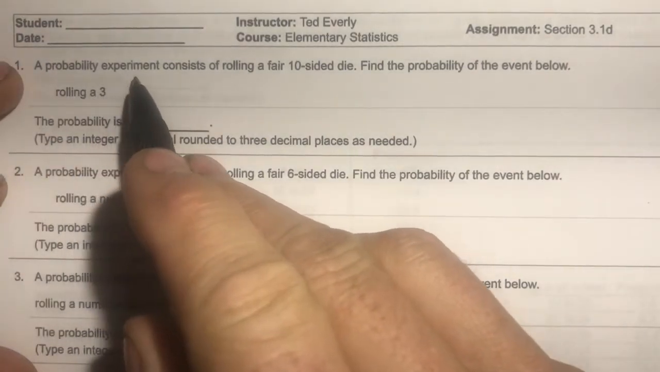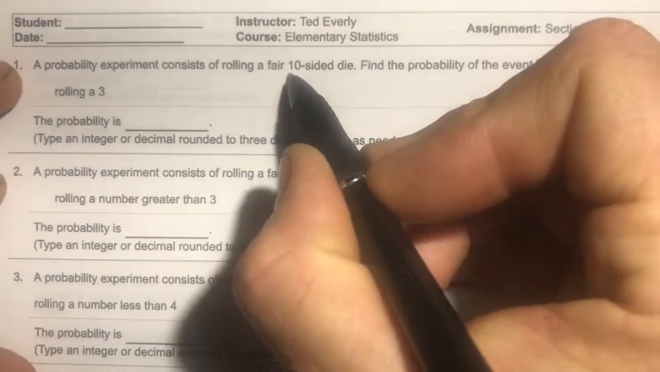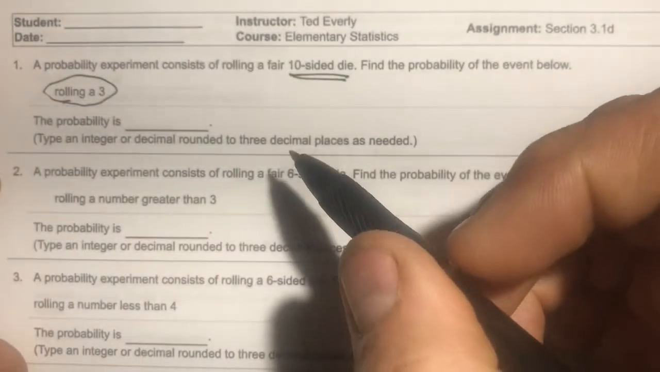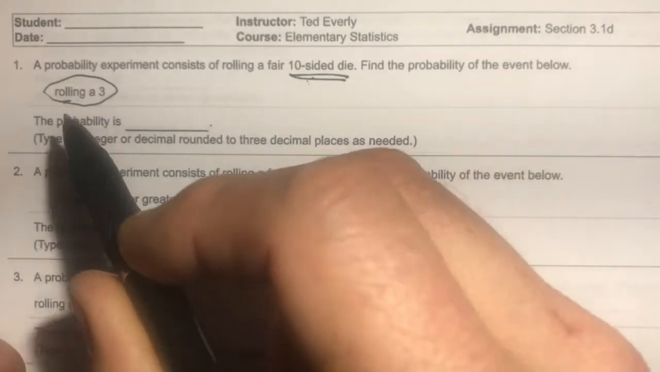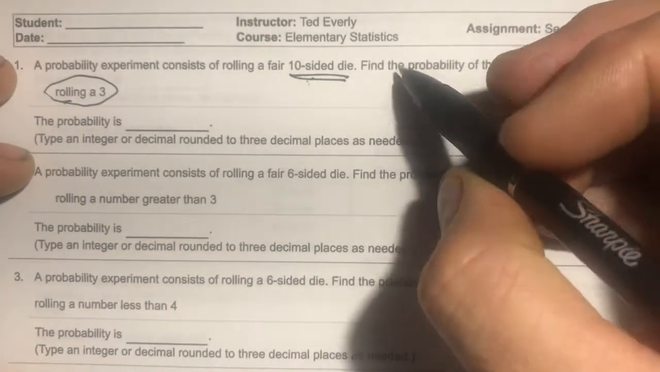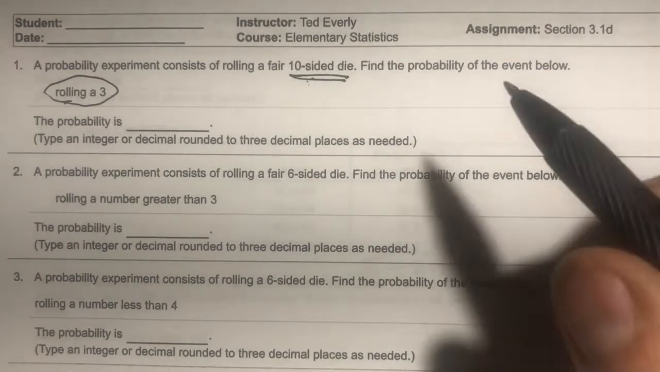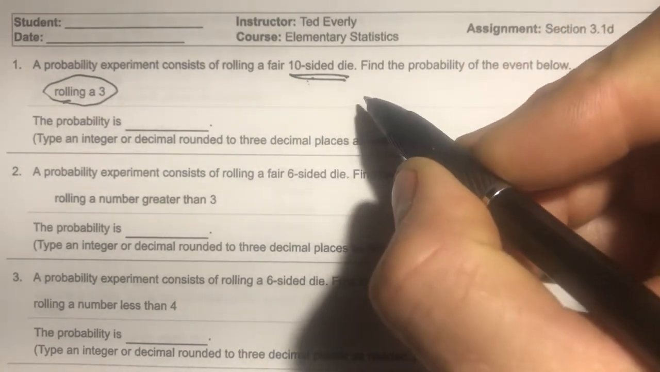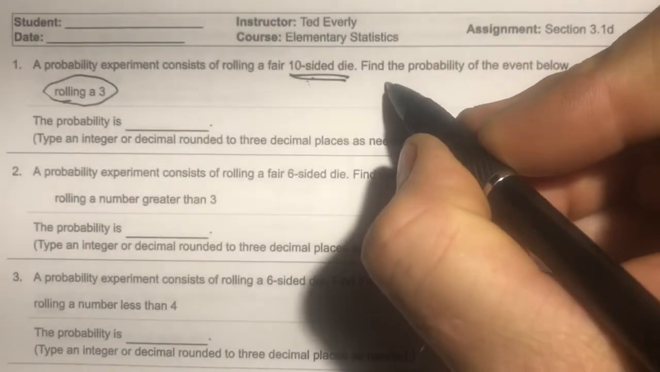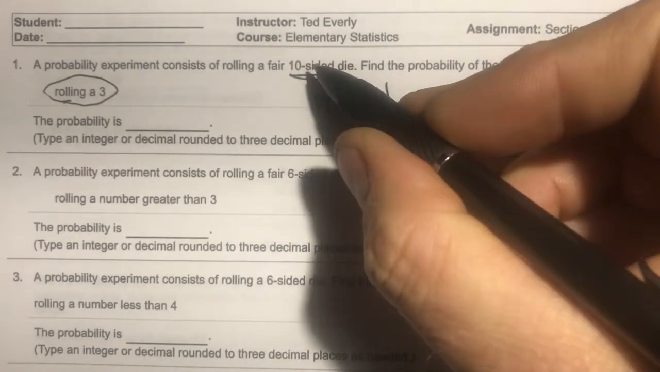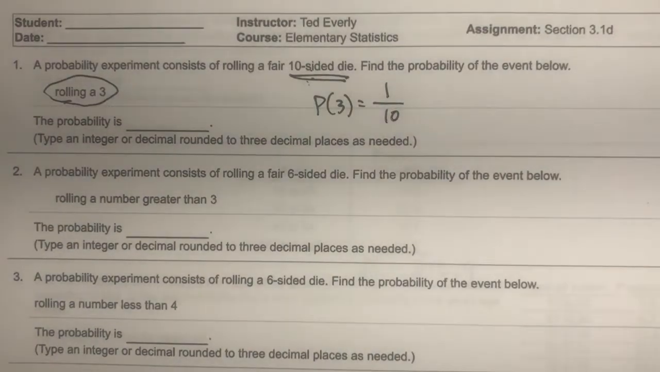First one here, a probability experiment consists of rolling a fair 10-sided die. Find the probability of the event below. Here's my event, rolling a 3. All right, so we have a 10-sided die. We want to roll a 3. This is a theoretical probability, or classical probability. How many 3s do we have? Well, there's 1 three. So the probability of getting a 3 is going to be, there's one of those out of this 10 total sides. So 1/10, which would be 0.1.